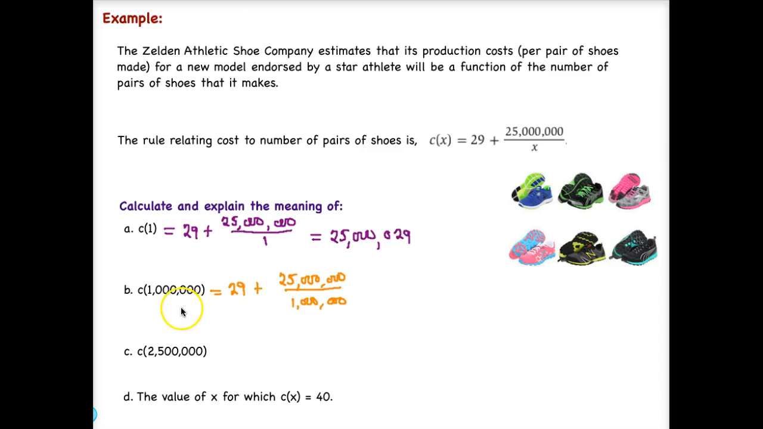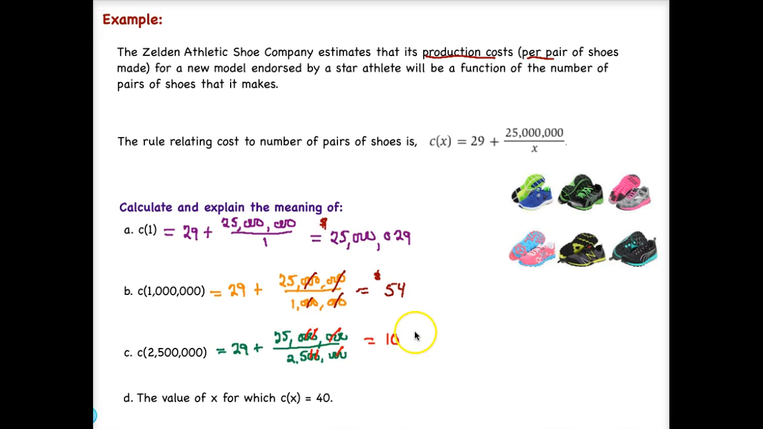For B, now we have 1 million. So we're going to make 1 million pairs of shoes. Our production cost up here per pair of shoes is going to change dramatically. We have 25 million divided by 1 million. If we get rid of these zeros, 25 divided by 1 is 25, and 25 plus 29 is just going to be 54. So our cost per pair of shoes went down dramatically.